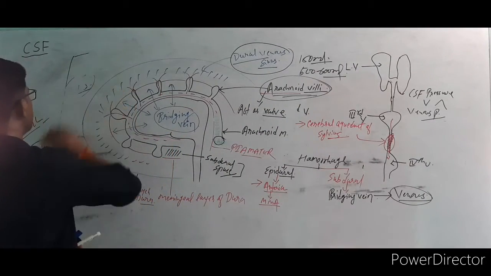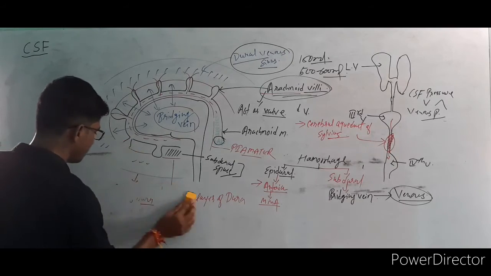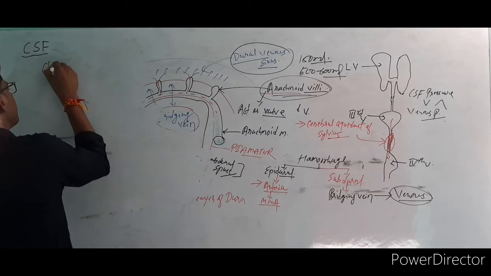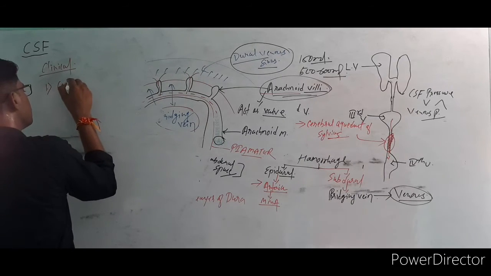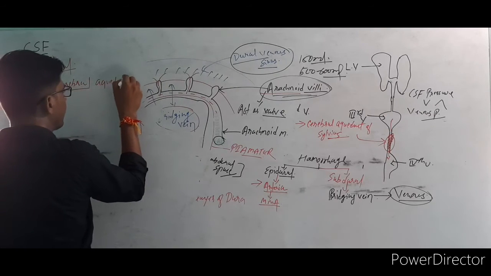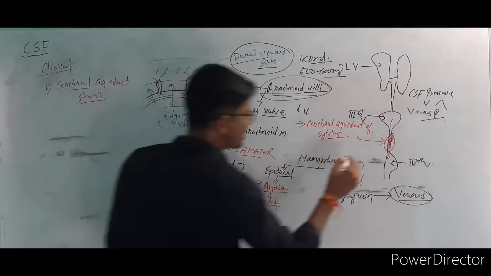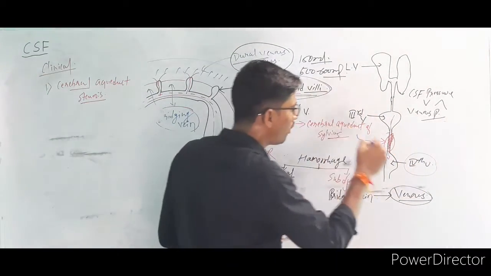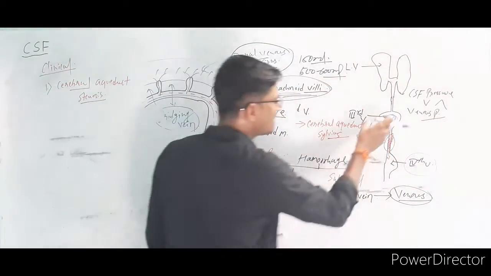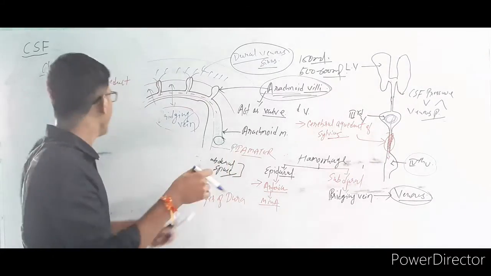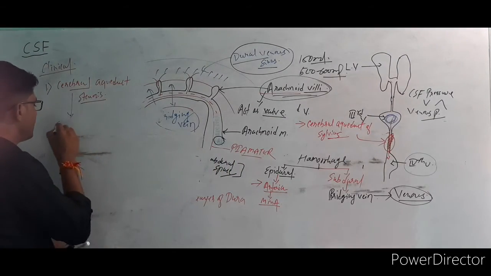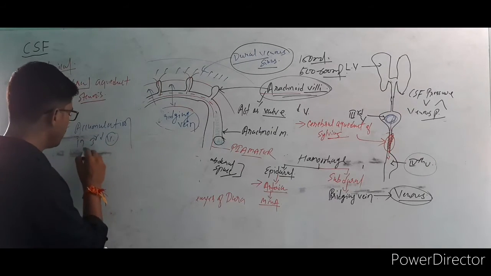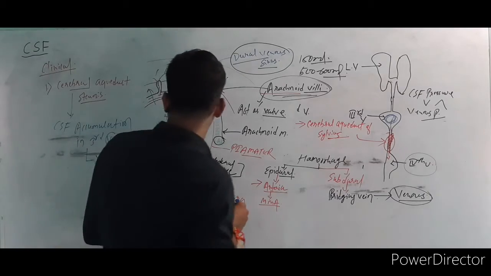Tell me. I want to remove this, okay? First clinical thing: cerebral aqueduct stenosis. If there is stenosis, CSF from the third ventricle cannot enter into the fourth ventricle. Am I right? So accumulation of CSF will occur in the third ventricle, and the third ventricle will be enlarged. That is called cerebral aqueduct stenosis.